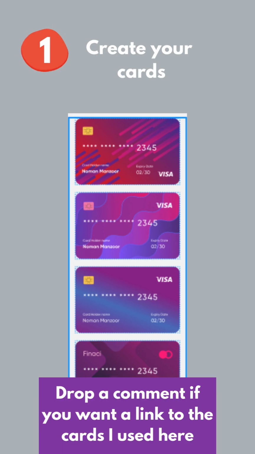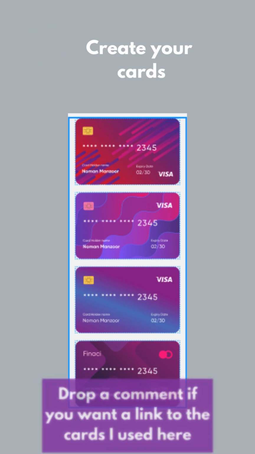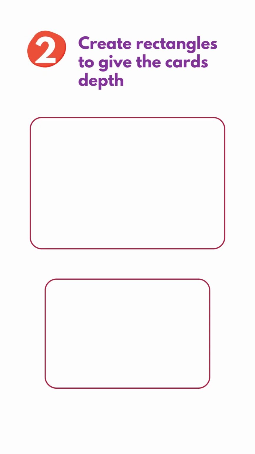So when you've gotten your cards, the next thing is to create a rectangle. This rectangle is going to be a group of rectangles. One will be smaller than the other. I'm going to create these rectangles, remove the fill, add a stroke, and then give them adjustments that look just like this. When I'm done with that, I group them.